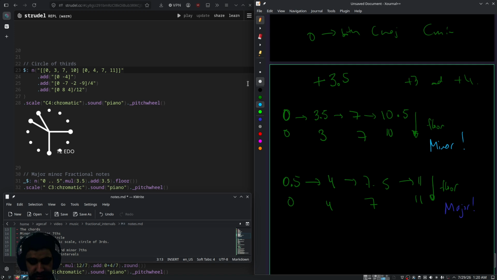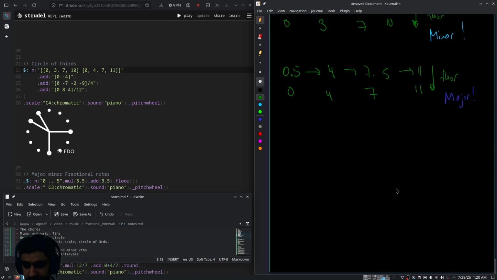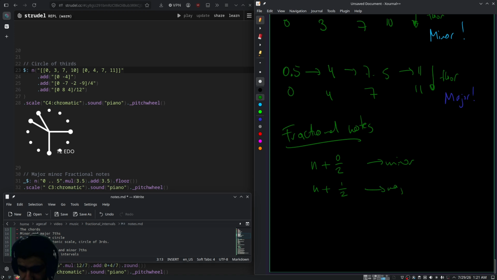Okay, so this is the craziest idea ever. So what are fractional notes in this context? The idea is that you have a note that includes a fraction. In this case, it's going to be either n plus 0/2 for minor chords, or n plus 1/2 for major chords. Let's just see what we can start doing with that.